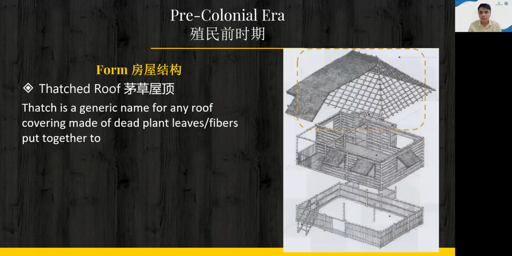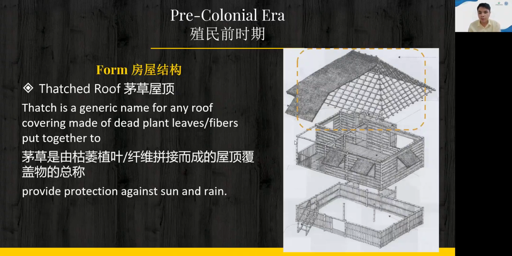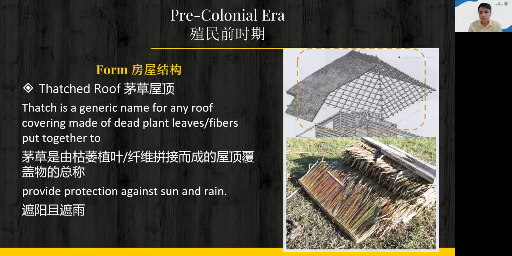First, we define the meaning of thatched roof. Thatch is a generic name for any roof covering made of dead plants, leaves, or fibers. They are put together to provide protection against sun and rain. This is an example of a layer of thatched fibers initially assembled prior to installation into the roof.